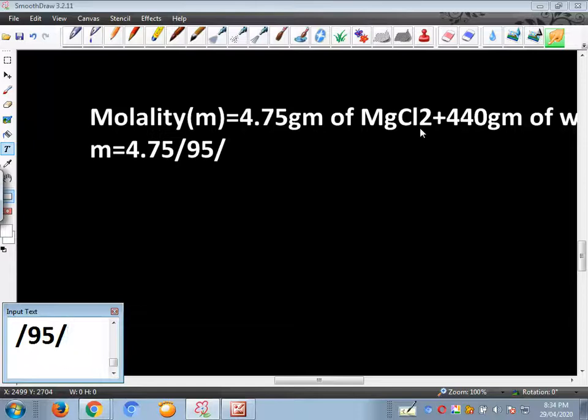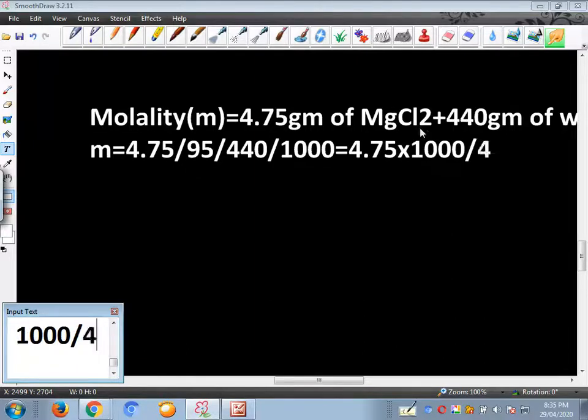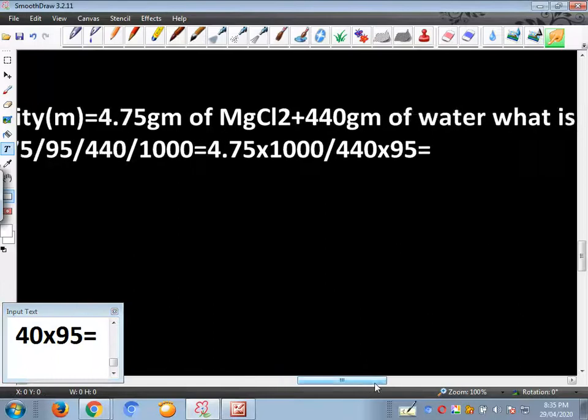the mass of solvent in kilograms. That is 440 grams, whole divided by 1000. When you simplify, 4.75 and this 1000 will come into the numerator, divided by 440 into 95. Simplify this one and give the answer. This is very easy. That will be equal to 0.11.